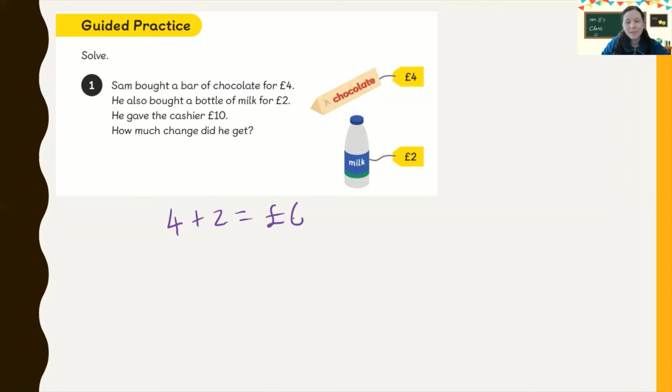6. Well done. And we need to take it from this number. Again, we can do this in our heads. How lovely. 10 take away 6 is £4. You got £4 change. Well done. Let's have a look at the next problem together.